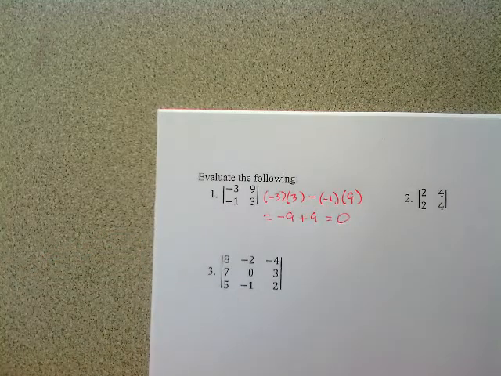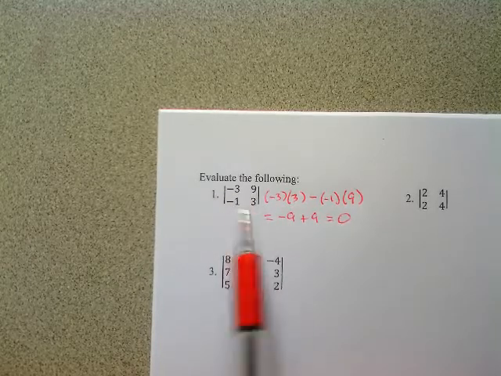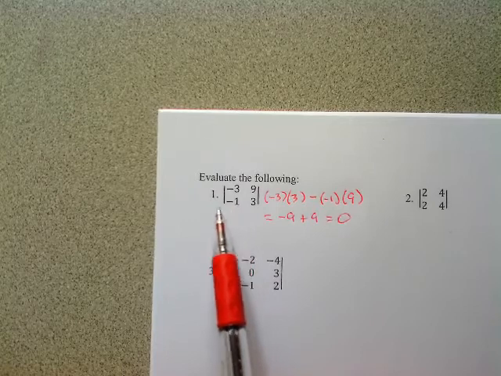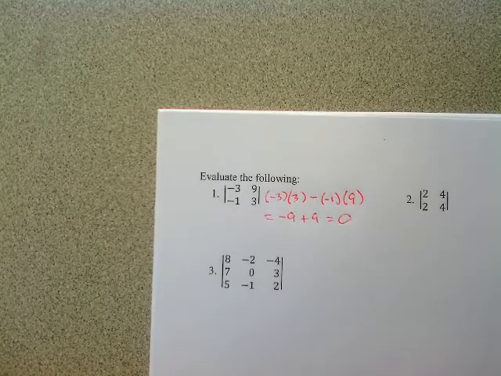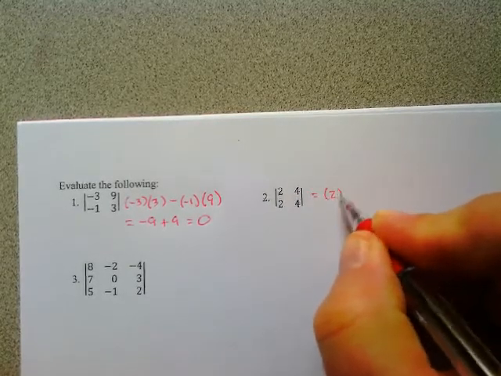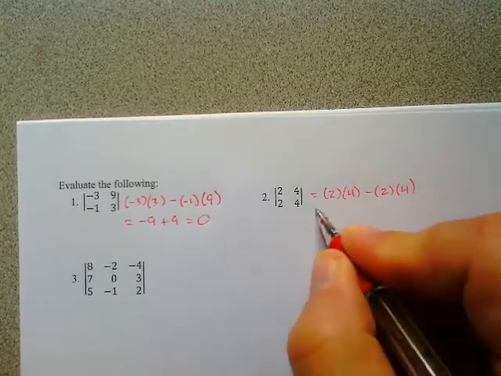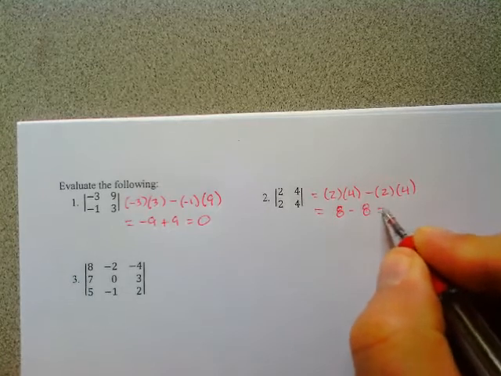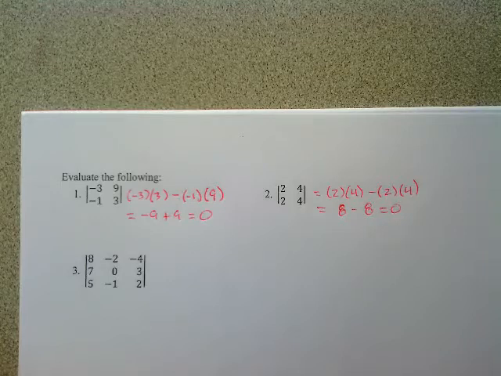Also note, by the way, that this column was simply 3 times that one, and so if I'd have done negative 3 times this row and added it to that row, I would have had zeros. So I got zeros. Okay, over here we have 2 times 4, subtract 2 times 4, and of course that's going to be 8 subtract 8, which is 0. So when you have rows that are the same, your overall determinant value is going to be 0.